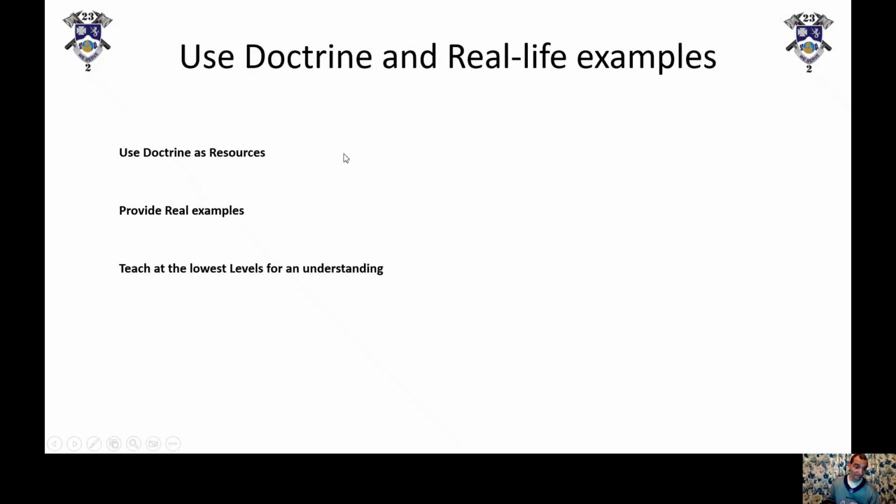I want to provide the meat and potatoes so you guys understand what Mission Command is when we're talking about certain elements or principles or command systems and so forth. All right, so we're going to try to keep it under 5 minutes per topic when possible. We're going to use doctrine and real life examples. Like I said, we're going to use doctrine as resources. I'm going to provide you guys some resources. There's a lot of great videos out there on YouTube for Mission Command. Provide real examples. And I want to be able to teach this at the lowest level for an understanding so we can feed it from bottom up.